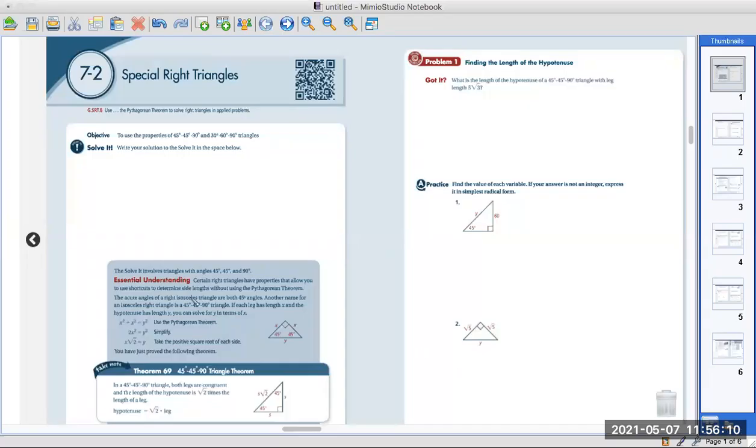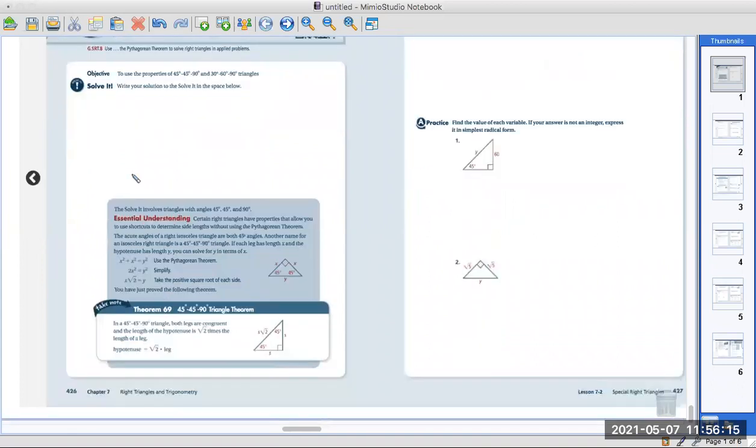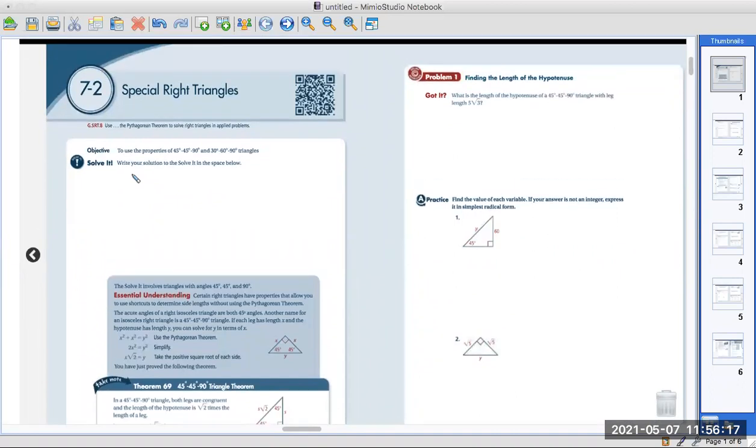Hello, everybody, and welcome to lesson 7.2, special right triangles. And this is on page 426 in your textbook.